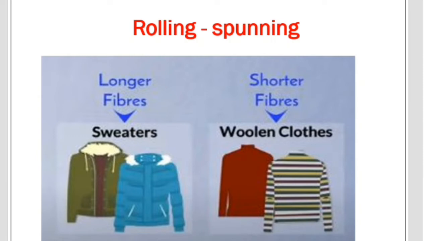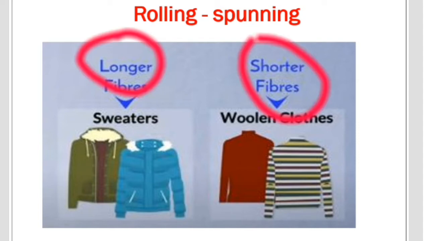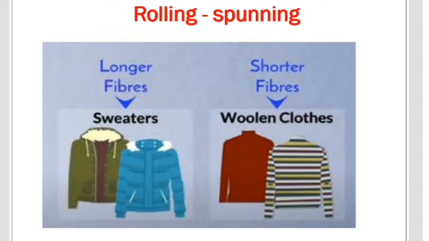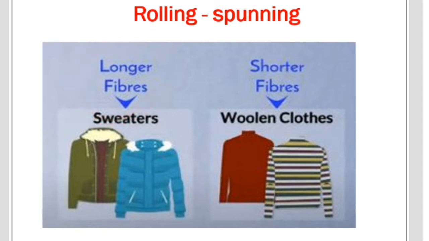Last step is rolling and spinning. The fibers are straightened, combed, and rolled into yarn. There are two types of fiber, longer and shorter. The longer fibers are made into wool for sweaters and shorter fibers are spun and woven into woolen clothes. Okay.